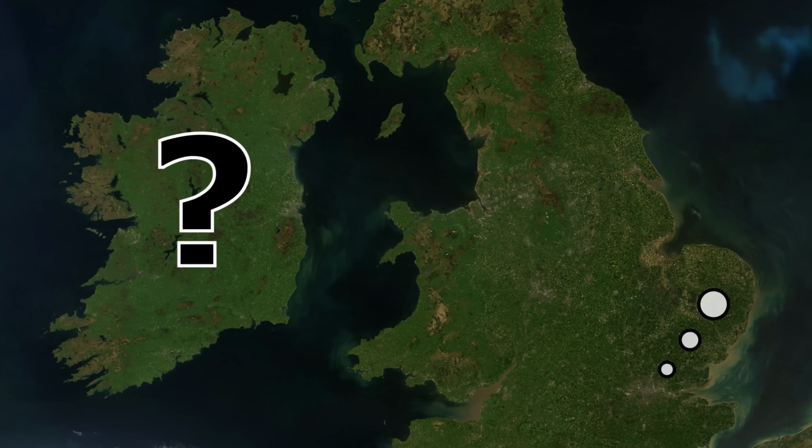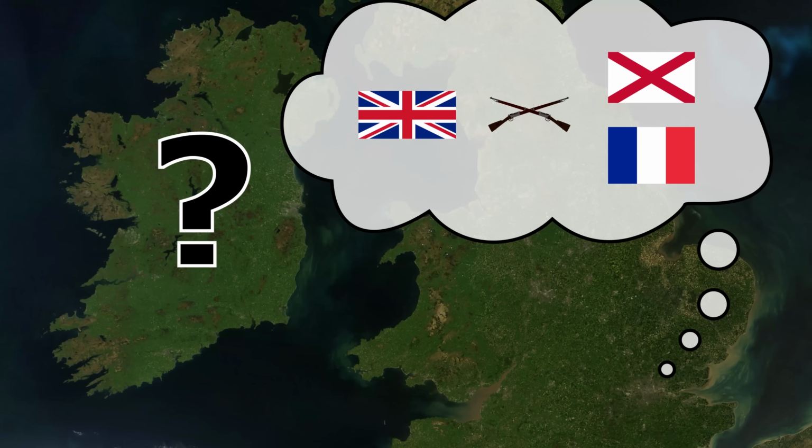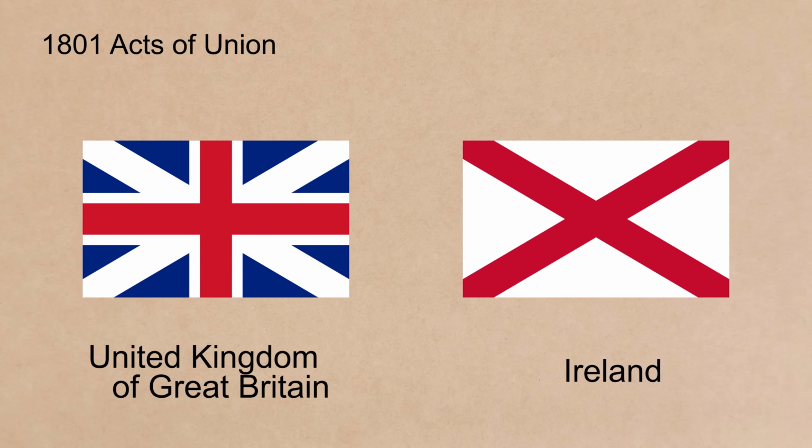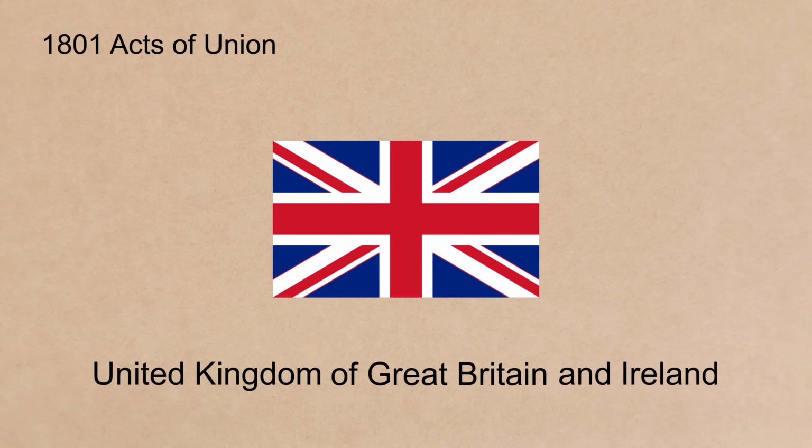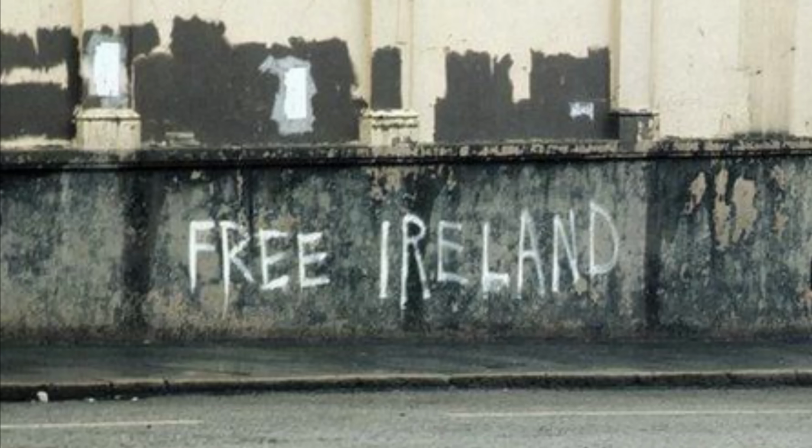There were concerns that Ireland might ally themselves with France and break away from British rule. So in 1801, Ireland joined the Union and became the United Kingdom of Great Britain and Ireland. Opposition to the Union was strong and occasionally escalated into violence.